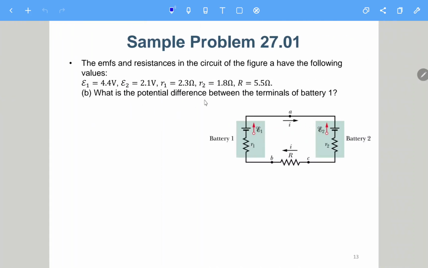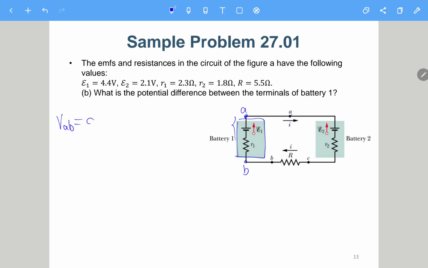And then for part B, what is the potential difference between the terminals of battery 1? This is battery 1. This is a real EMF, with an ideal EMF in series with a small resistance. It asks you what is VAB. So this is A, this is B. Here we would like to find VAB, which will be VA minus VB.